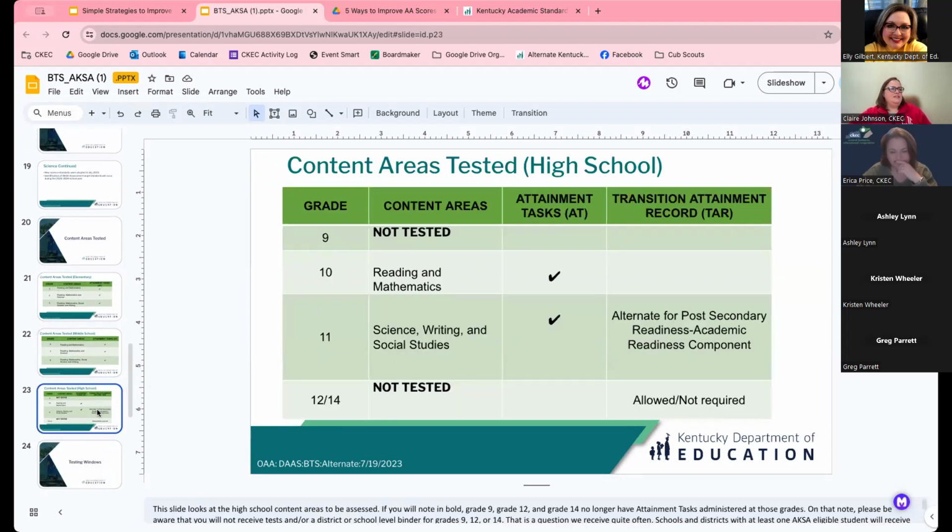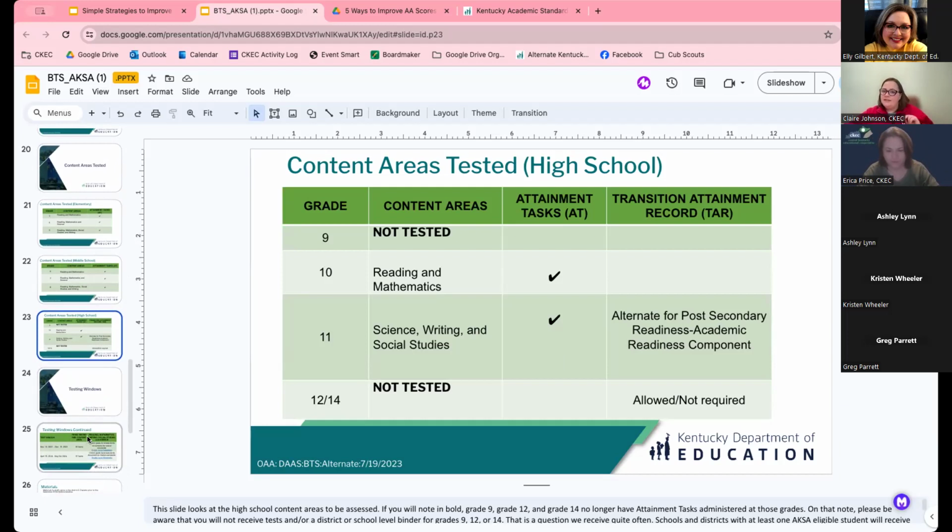And then high school is a little different. Grades 9 and grades 12 and 14 are not tested. Grade 14 means the student has completed the 4 years of high school, but they've come back because they're not yet 21 and they need some additional time before they transition post-secondary. So just 10th and 11th grade have attainment tasks in high school.